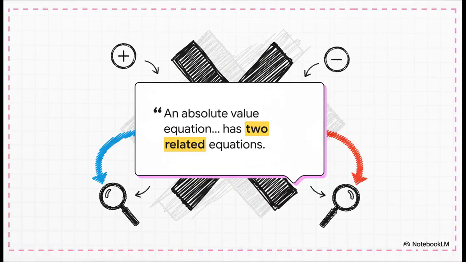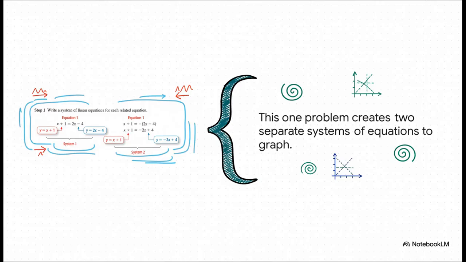Here's the thing with absolute value equations. They're kind of like a 2-for-1 deal. Remember, the absolute value of something is just its distance from 0, so what's inside the bars could be positive or negative and give you the same result. This means that one equation is actually hiding 2 different possibilities we have to check out. So this one problem actually explodes into 2 separate systems for us to graph.